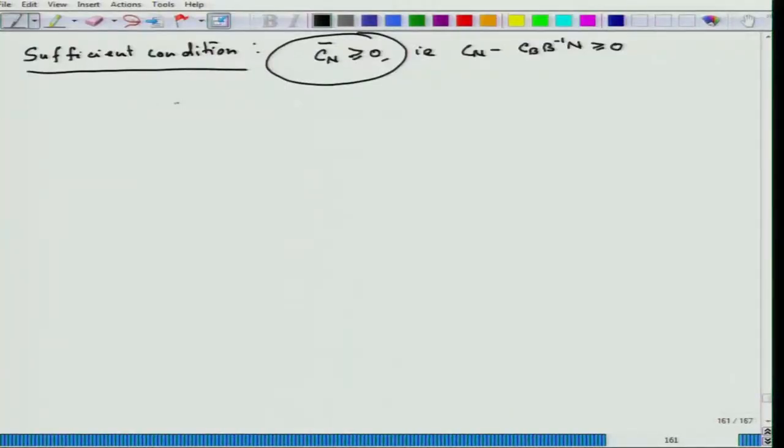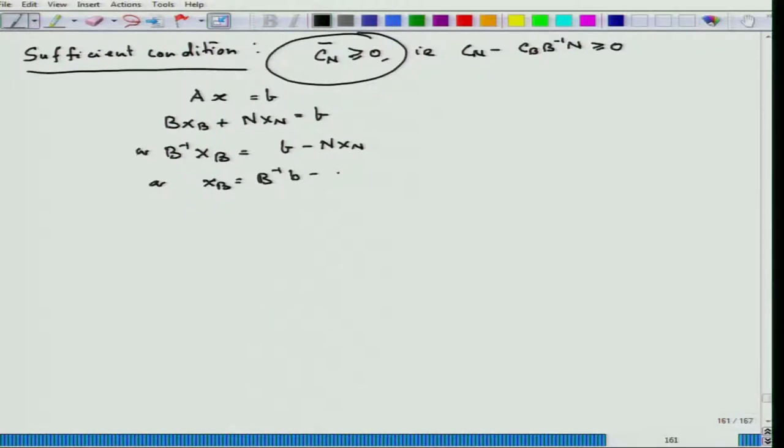Now, again go back to writing Ax equal to b, which can be written using the partition as BxB plus NxN is equal to b, or BxB is equal to b minus NxN. So, xB is equal to B inverse b minus B inverse N xN. Okay. Now, observe that B inverse b, we have already given the notation b bar. Now consider any feasible x. So, this is true for any feasible x.